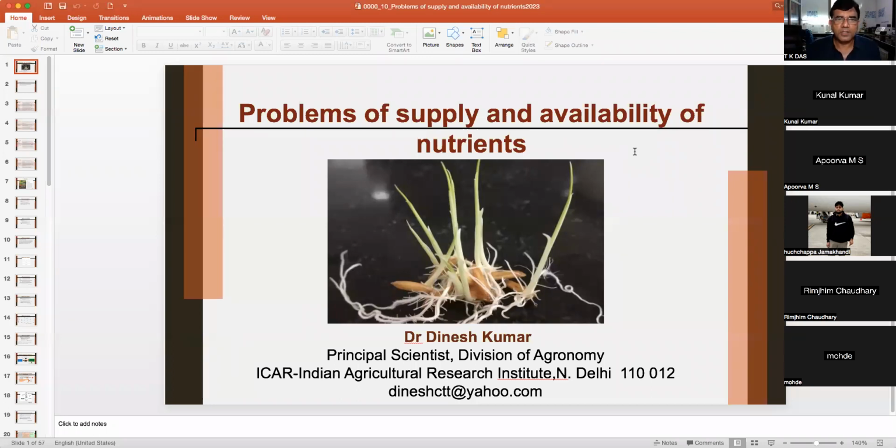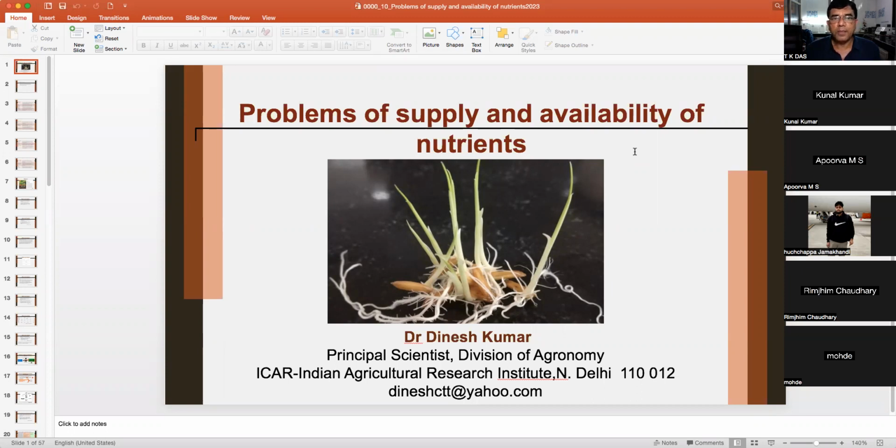And now we are going to discuss problems of supply and availability of nutrients. As you know, for good plant growth, we need an adequate supply of nutrients so that they can absorb the nutrients and will have sufficient levels of nutrients in them. But at certain points of their life cycle or growth, they may not get adequate supply of the nutrients, particularly available nutrients. If adequate supply is not there, then their growth will be affected.